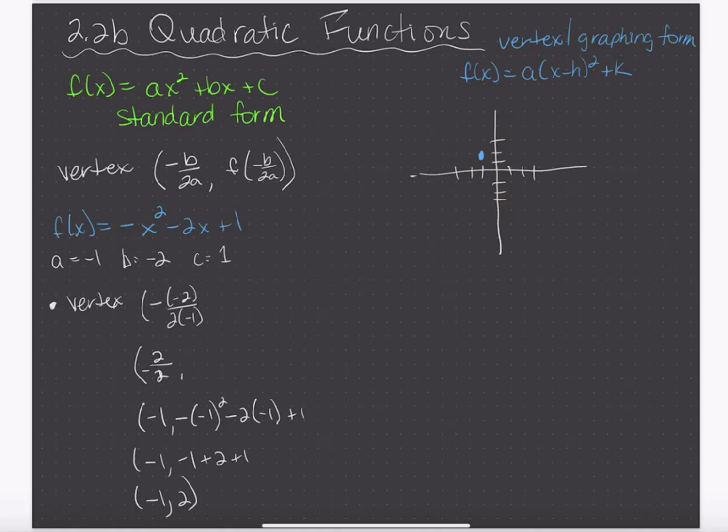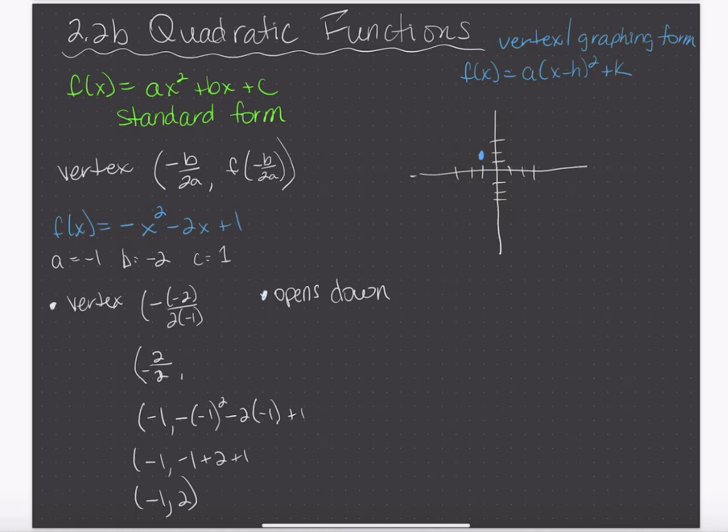So I'm just going to add another little bullet right here. Let's go back to white, right? So we know that this was our vertex. We know that it opens down, right? And then now we can do our x-intercept and our y-intercept.